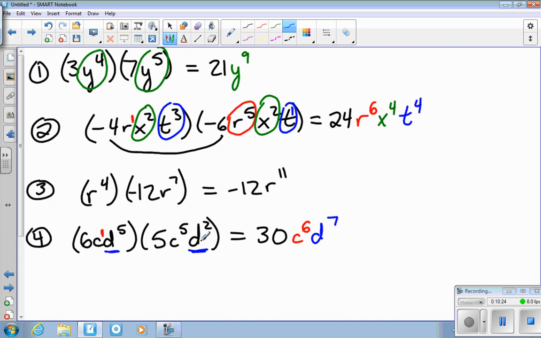So in summary, what you're going to do is you're going to multiply the numbers out front. 6 and 5 gives you 30. Up here in example 1, 3 times 7 gave you 21. But when it comes to multiplying variables together with powers, like y to the 4th and y to the 5th, you're adding the exponents, because that tells you how many of that variable you have. This means 4 y's being multiplied together. This means 5 y's being multiplied together. So total, we have 9 y's being multiplied together.